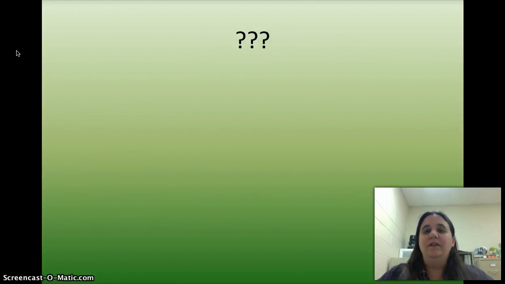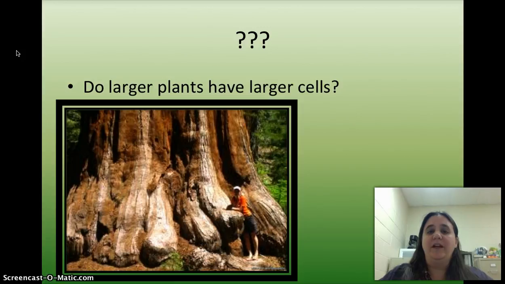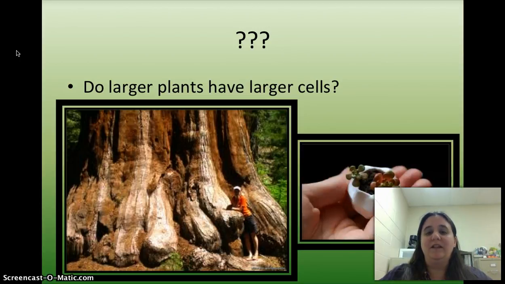First question to think about is, do larger plants have larger cells? Well, we already answered this with cell size. So this large plant, like this red sequoia in California that's over 300 feet tall, does not have larger cells than this little baby tiny cactus. Okay, so this larger plant has more cells.